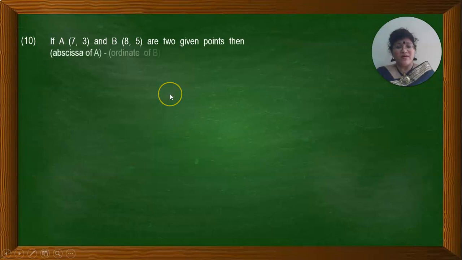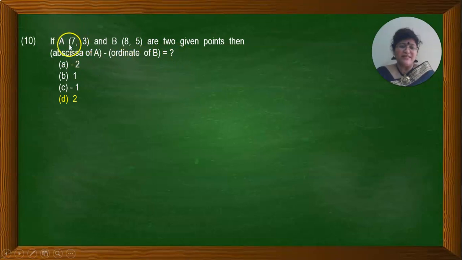Again, a question on coordinate geometry. If A (7, 3) and B (8, 5) are two points, then what is the abscissa of A minus the ordinate of B? So abscissa of A is 7, ordinate of B is 5, because abscissa is the x coordinate, ordinate is the y coordinate. Subtract 7 and 5. Correct answer is 2.